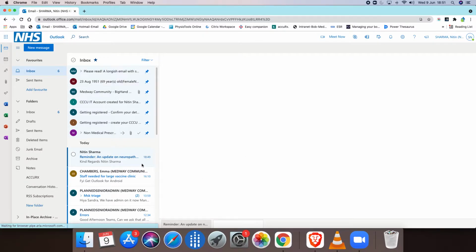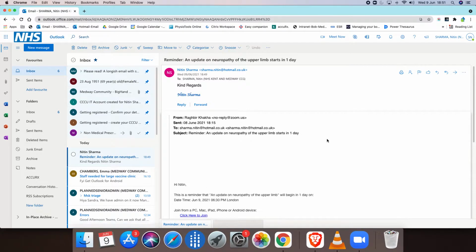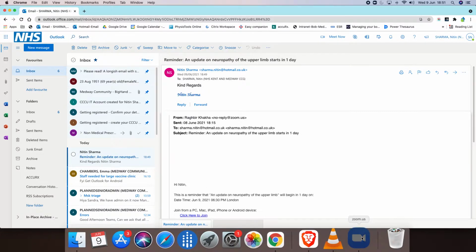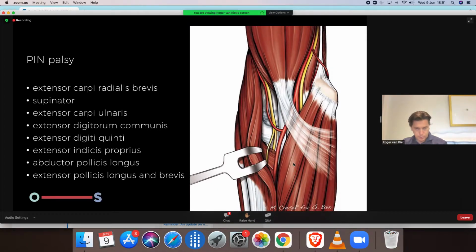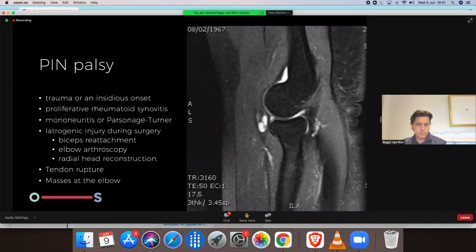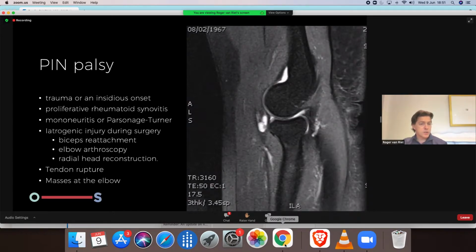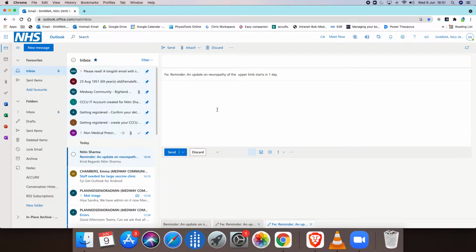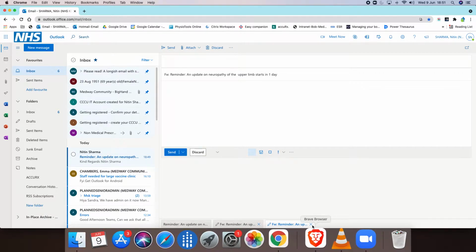The branch to the ECRB is usually before the supinator, so really not part of this anatomy. Finally getting the EPL and EPB. Like I said, PIN palsy, trauma, or insidious onset. I personally have not seen rheumatoid synovitis that caused the PIN palsy, but it's been described.